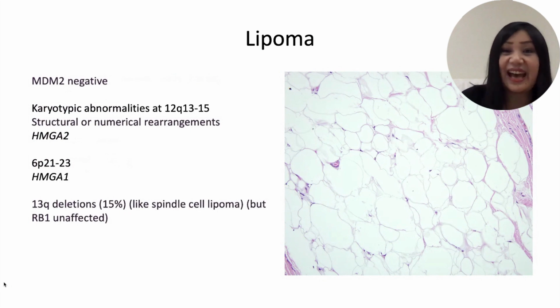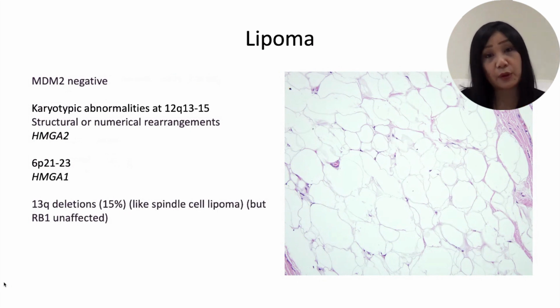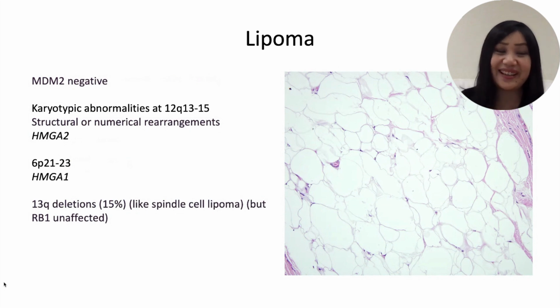Lipomas typically have no atypia or no mitoses. And these are, of course, MDM2 negative, as are most lipomatous neoplasms. The only adipocytic tumours with MDM2 amplification are well-differentiated liposarcoma / atypical lipomatous tumour and dedifferentiated liposarcoma. So all other adipocytic entities are negative for MDM2 amplification.